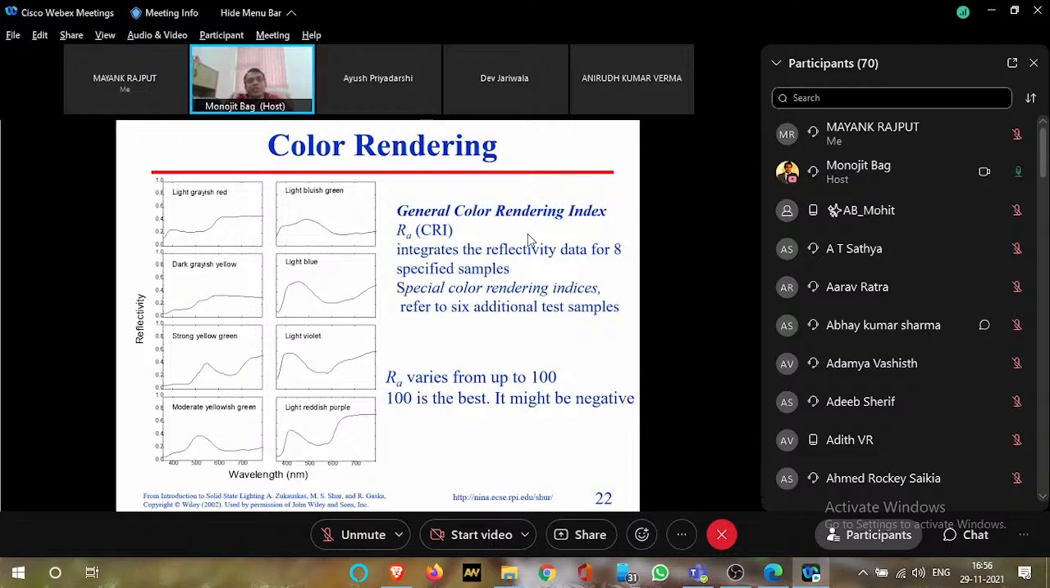So ideally, if the source is very uniformly distributed, or the white light source has all the wavelengths present, then I should be able to see any colors. And then we can say the color rendering index is close to 100, or 100.